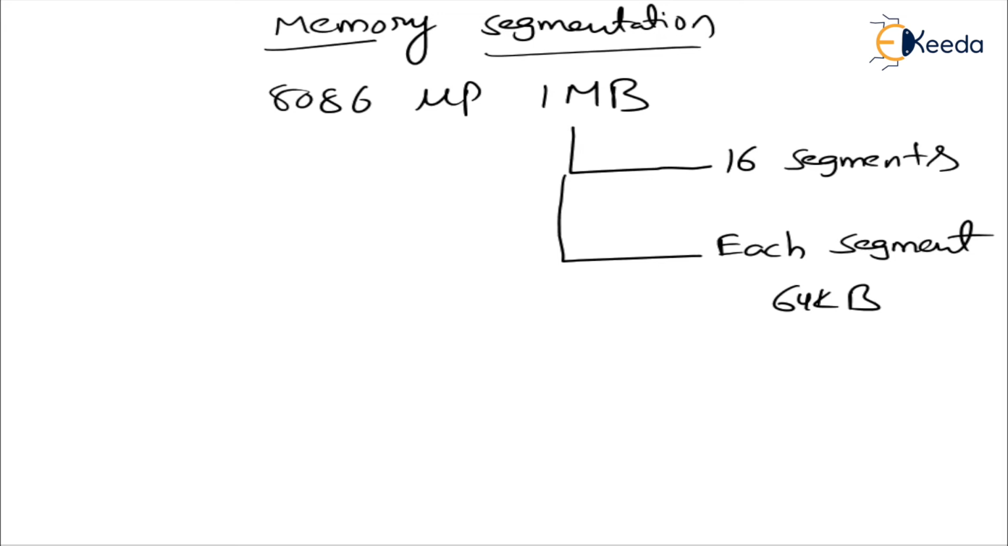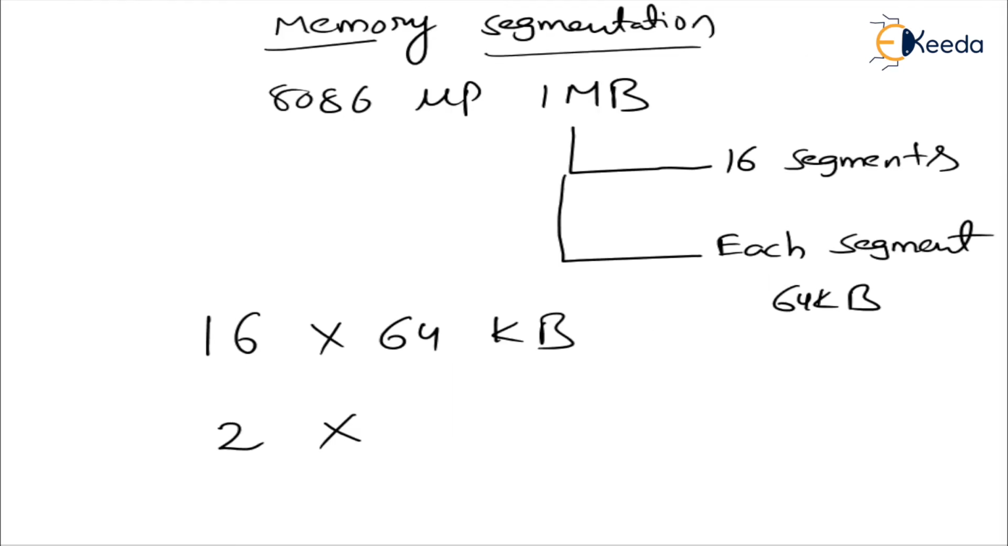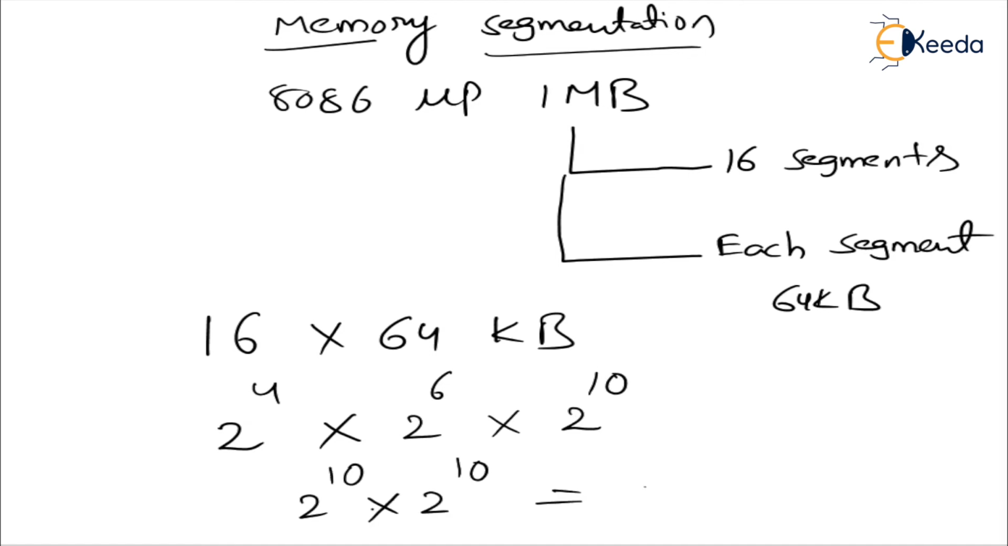So 16 segments of 64 kilobytes is how much? 16 into 64 kilobytes. See, 16 is 2 power 4 and 64 is 2 power 6, into k. K means 2 power 10. Total 2 power 4 into 2 power 6 into 2 power 10, that is 2 power 20. 2 power 20 means 1 MB.